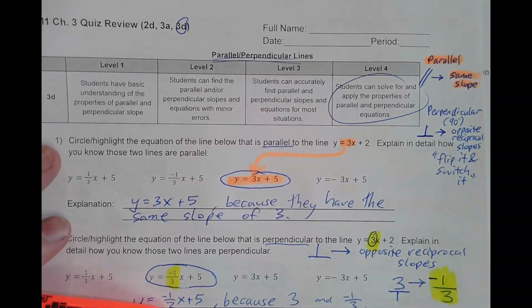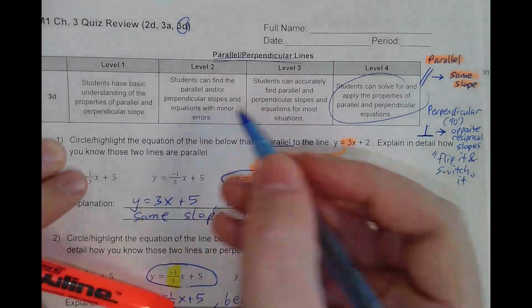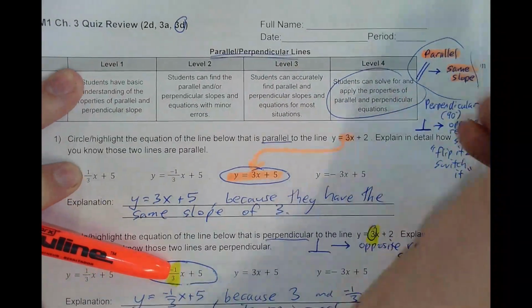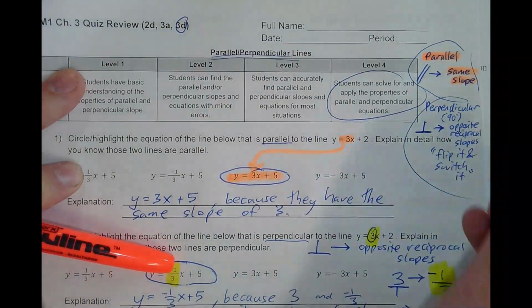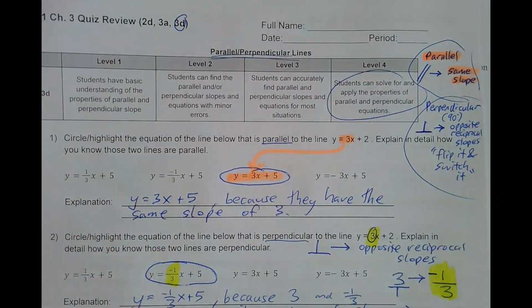Recap. What's the most important thing about this? Parallel means same slope. Perpendicular means opposite reciprocal slopes. And that's it.